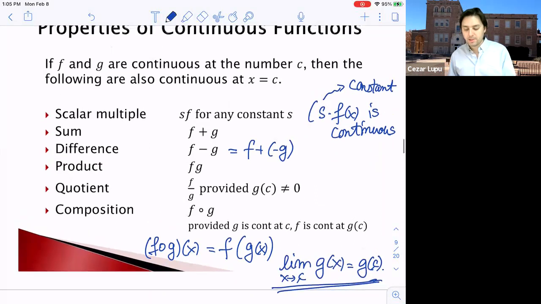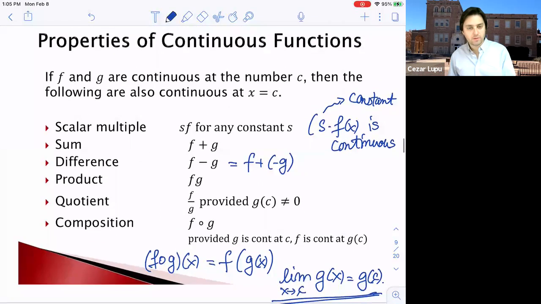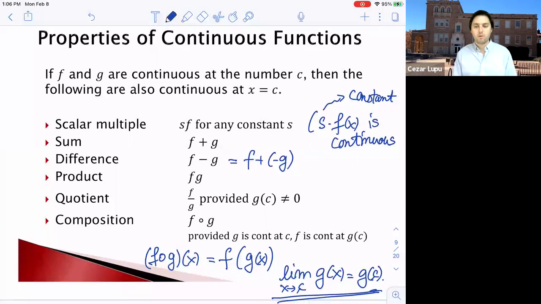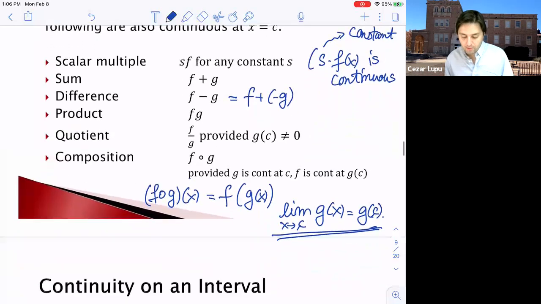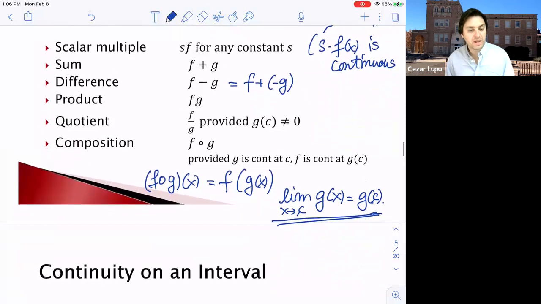So these are basically the properties of continuous functions. They are more or less expected. I don't think there is any surprise here. You have seen so far what to expect. You have seen which functions are continuous, which functions can be continuous. Okay. Now let's talk about continuity on an interval.